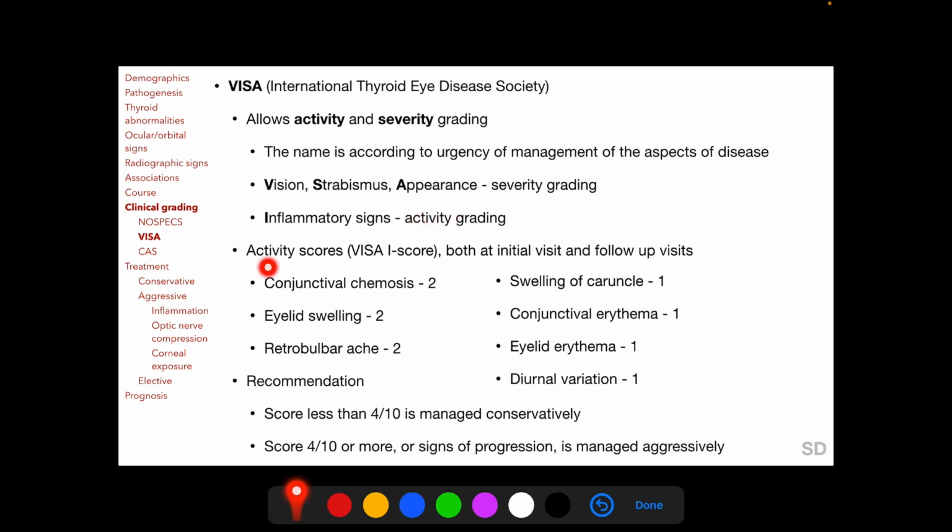And the activity scoring or VISA eye score is done both at initial visit and follow-up visits, and conjunctival chemosis, eyelid swelling and retrobulbar ache get 2 points each, whereas swelling of caruncle, conjunctival erythema, eyelid erythema and diurnal variation of the symptoms get 1 point each. A score of 3 or less is managed conservatively, but if the score is 4 or more or there are signs of progression, aggressive management is instituted. And treatment of thyroid eye disease can be conservative, aggressive or elective, as we will come to soon.